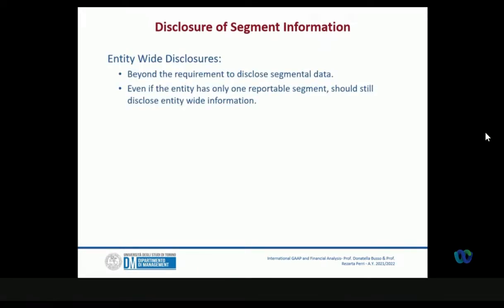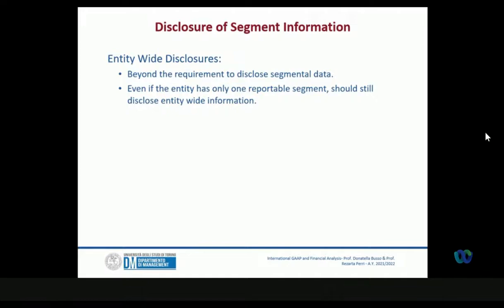Of course, in the last level of disclosures, we find what we know as entity-wide disclosures. They are not connected to the segmental data, but they go beyond the requirement to disclose segmental information. And each company may choose whether to provide or to disclose entity data or not. Even if the entity has only one reportable segment, it should still disclose entity-wide information. So even if the company says, okay, I do not have more than one segment, so basically all the information that I'm providing is linked to my only one identifiable segment, they still have to provide some entity-wide disclosures.